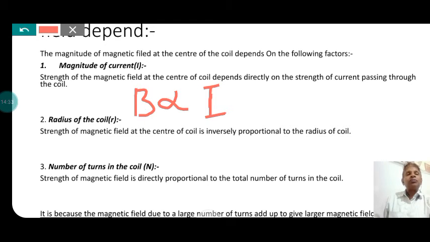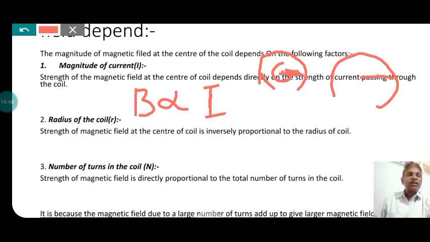Suppose that it is a small coil and it is a big coil. The radius is small here and the radius is big here. The center is nearer in the small coil, so the magnetic field at the center of the coil with the small radius is more. At the center of the coil, the magnetic field of the loop having greater radius is less.